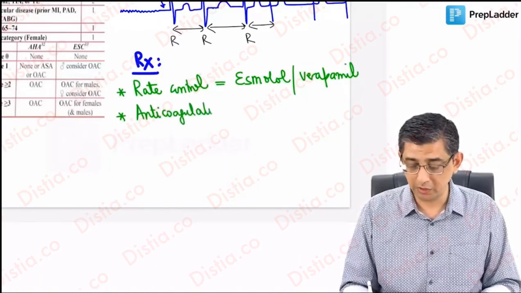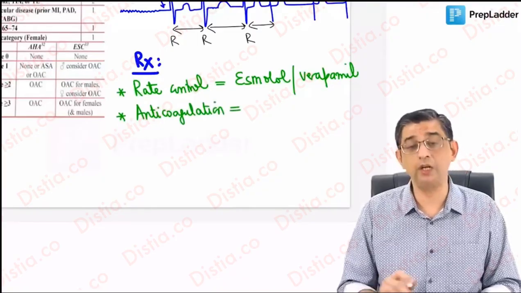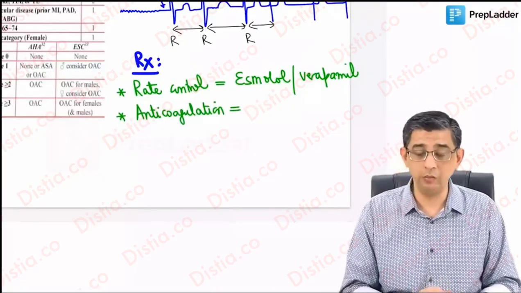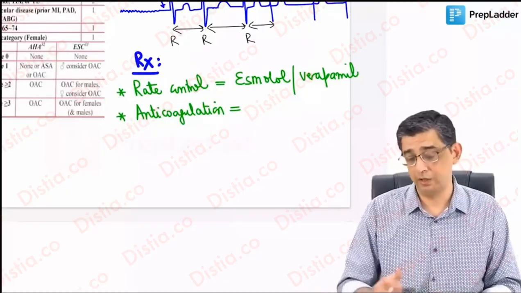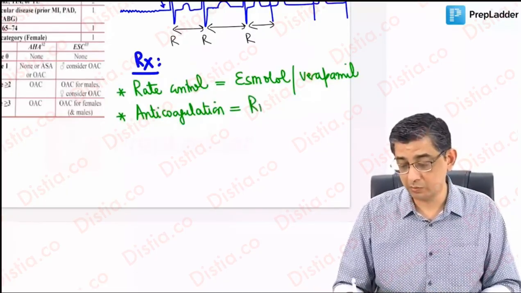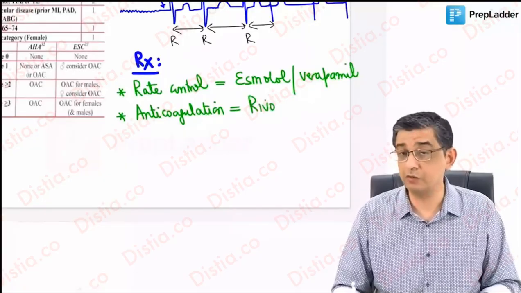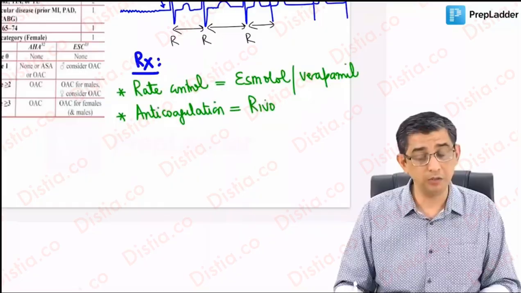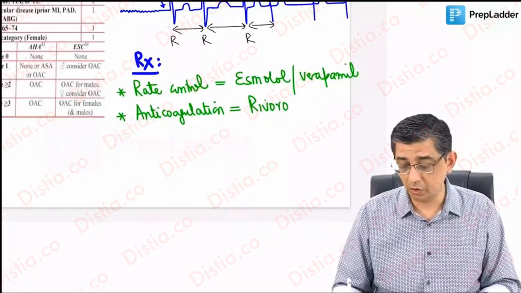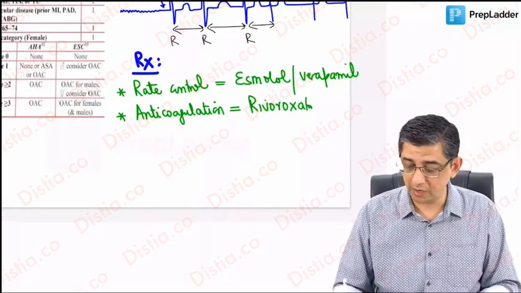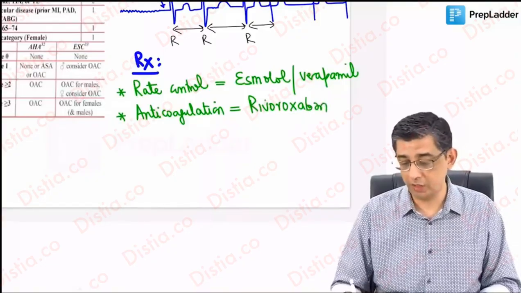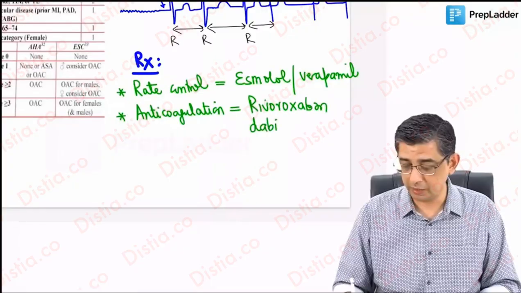Now I'll also tell you the criteria on the basis of which oral anticoagulation should be started. But at the moment, first of all, I would like to highlight what drugs should be given to these patients to minimize the chances of development of embolic stroke. So the drugs which are available are novel oral anticoagulants, that is NOAC. The novel oral anticoagulants are rivaroxaban and dabigatran.